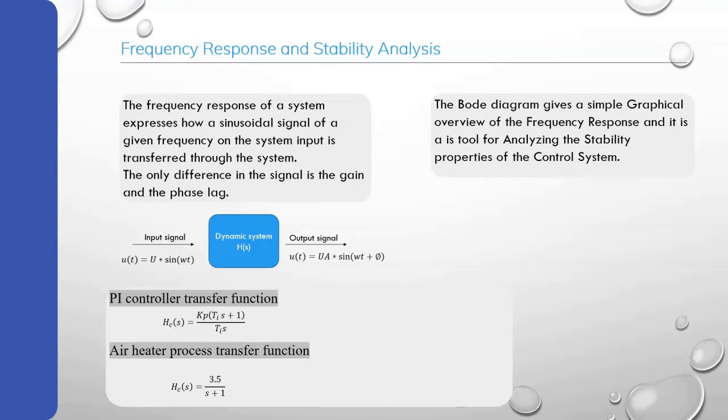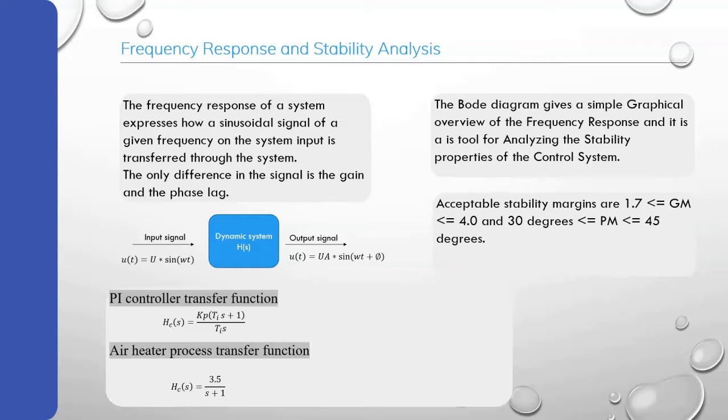To represent my frequency response graphically, I have used Bode diagrams, which are the standard way to represent frequency response graphically. The acceptability range or margin here is 1.7 to 4 for gain margin and 30 degrees to 45 degrees for phase margin, which I will analyze in my Python program.